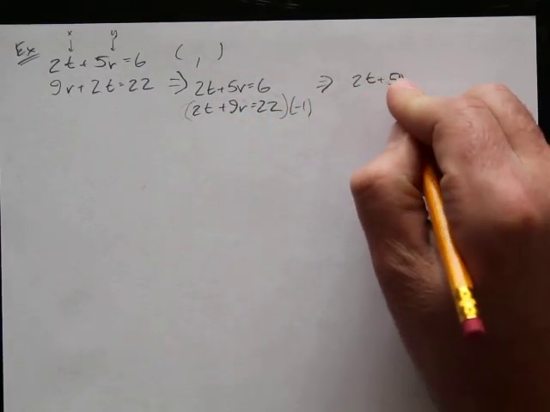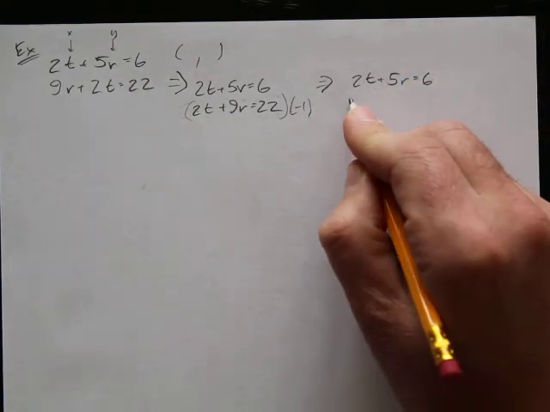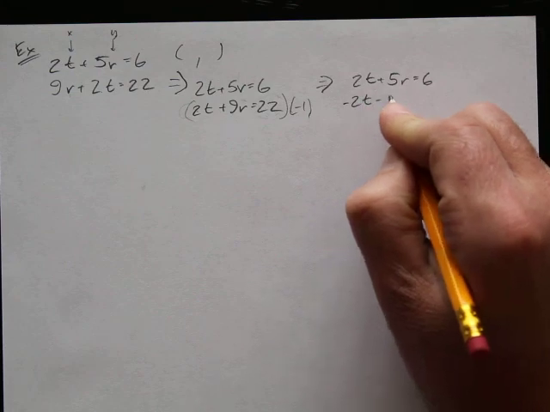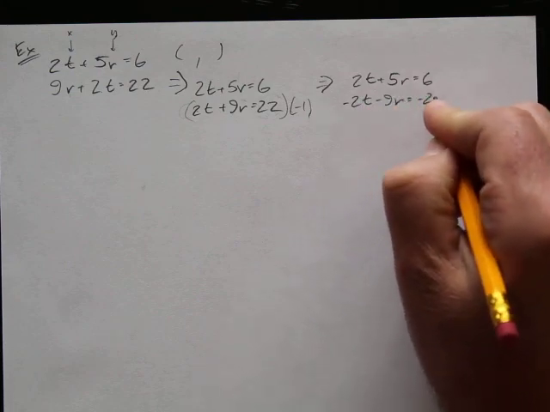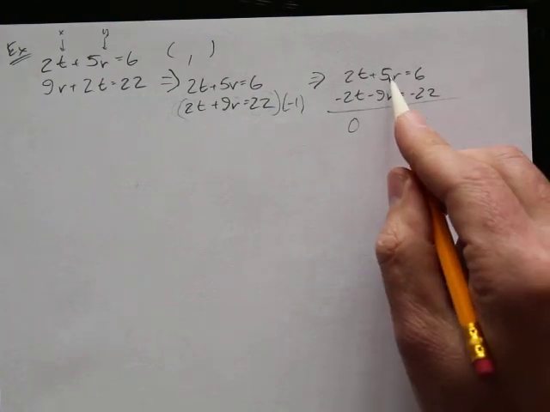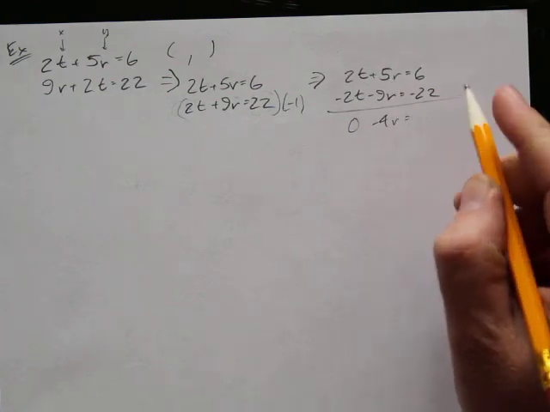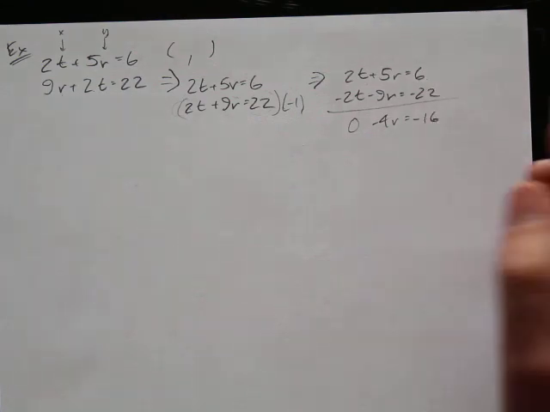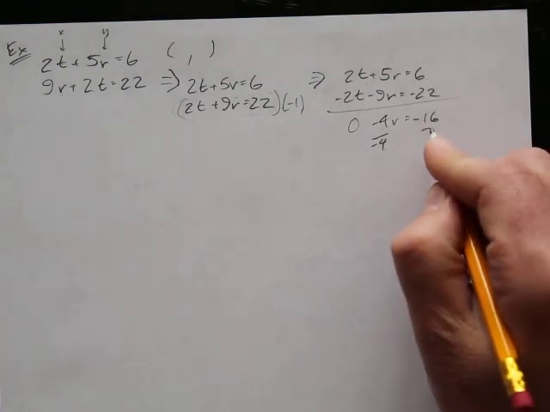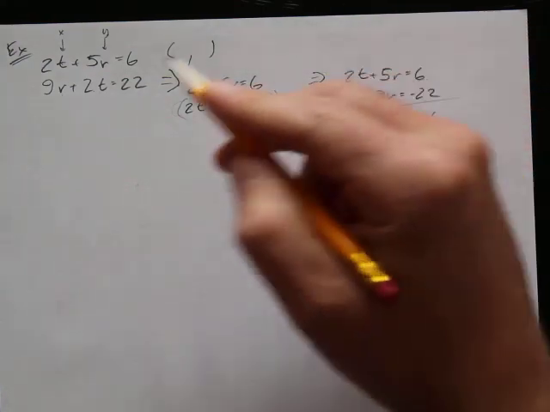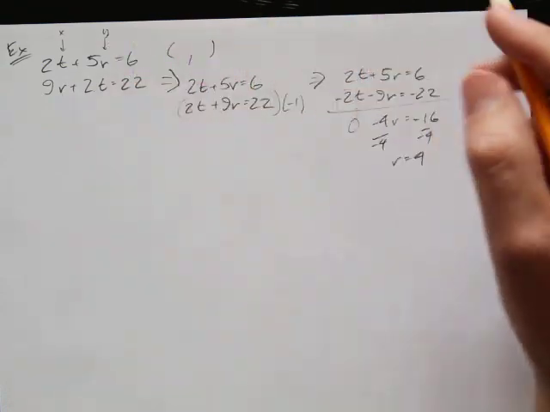2t plus 5r equals 6. And I multiply everything by negative 1 on the bottom. Negative 2t minus 9r equals negative 22. There we go. Now I've got 0, and then negative 4r equals negative 16. Divide both sides by negative 4. r equals positive 4.